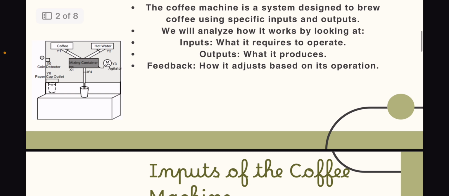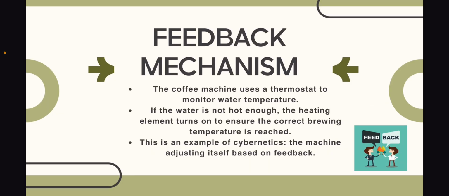Feedback mechanism. Feedback is pretty important because without feedback, we can't make changes, improve, or notice any kind of error or mistake in our process. The coffee machine uses a thermostat to monitor the water temperature. If the water is not hot enough, the heating element turns on to ensure the correct brewing temperature is reached. This is an example of cybernetics, the machine adjusting itself based on feedback.